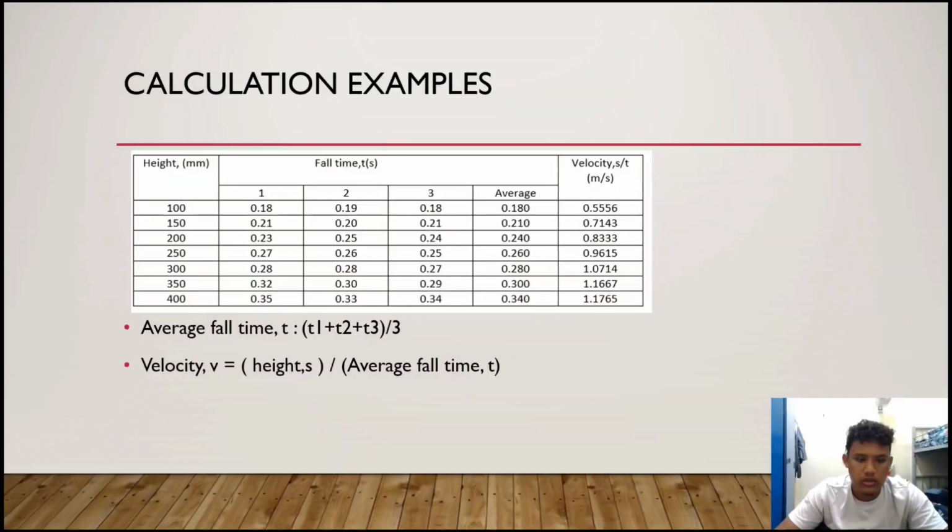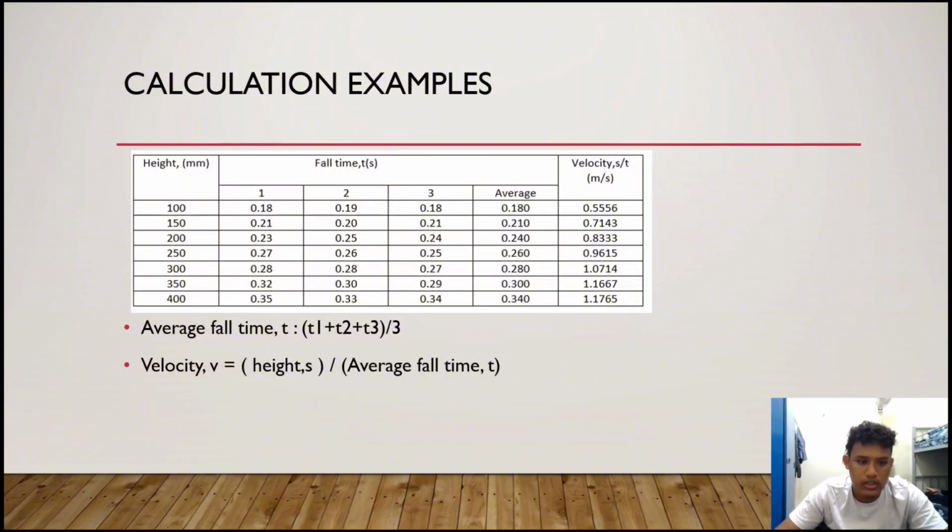Thank you. So for the calculation example, as we know, we have to repeat the experiment 3 times to get the accurate fall time. So from there, we have to get the average time for each height, which follows the formula: T1 plus T2 plus T3 divided by 3. Then the velocity is the height divided by the average fall time.